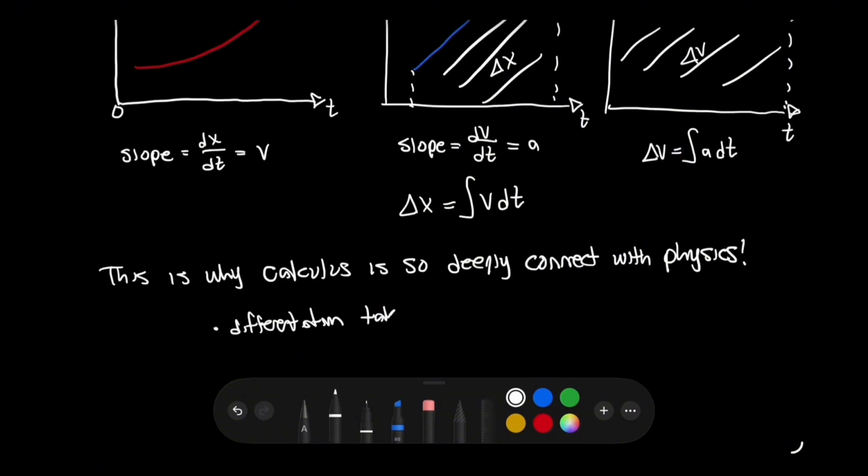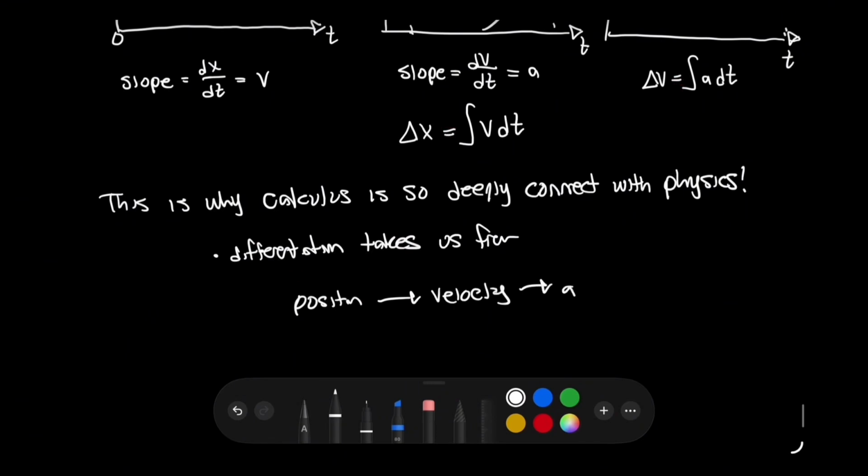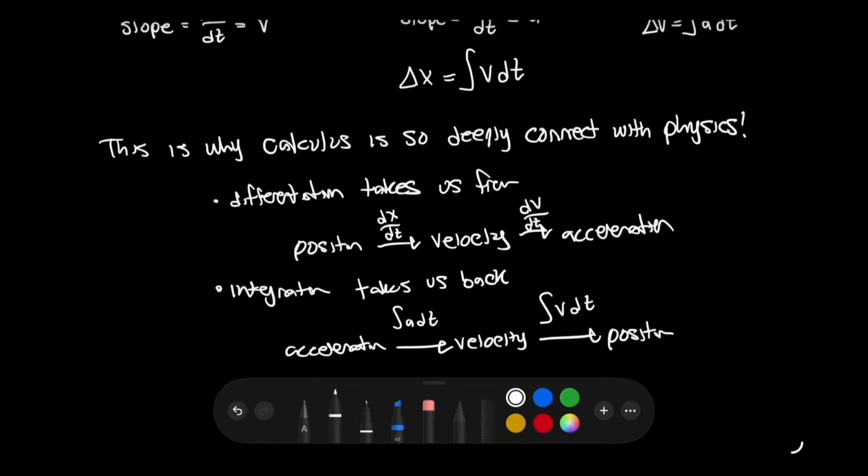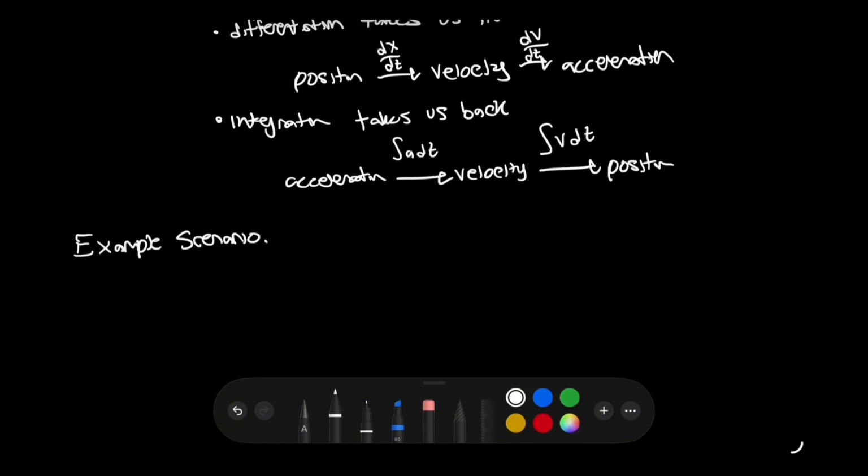By differentiation, it takes us from the position to velocity to acceleration. And by integration, it takes us back from acceleration to velocity to position. So now we can iron out these topics by going over an example scenario.